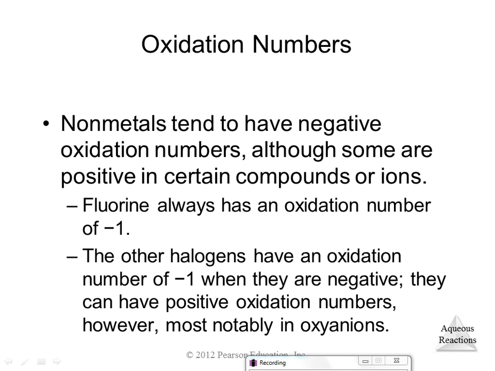Now, if we think about oxyanions, an oxyanion would be like ClO3 1 minus for that polyatomic ion. This is a case where it may have a positive oxidation number. We'll look at more examples of that here in a second. But fluorine is always, always, always a -1. The other halogens, you have to look at the rest of the oxidation numbers.